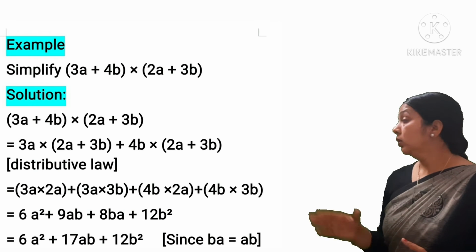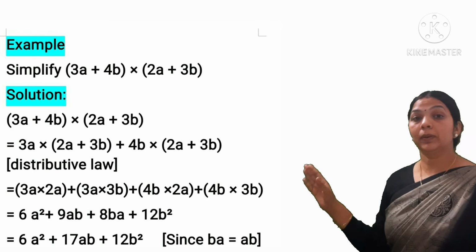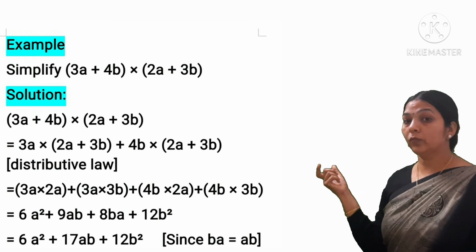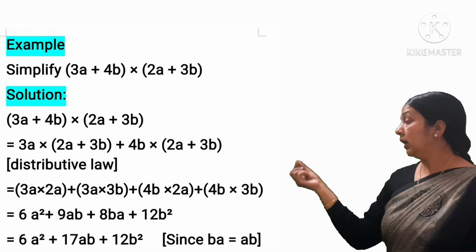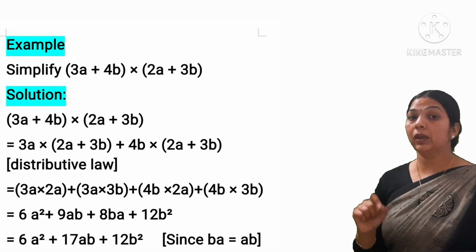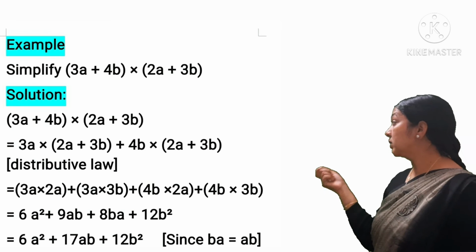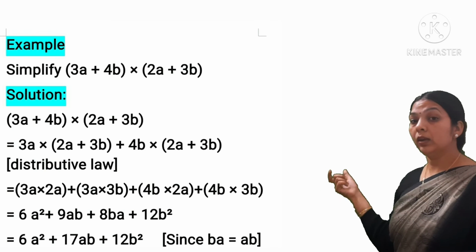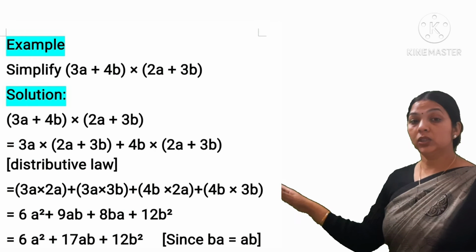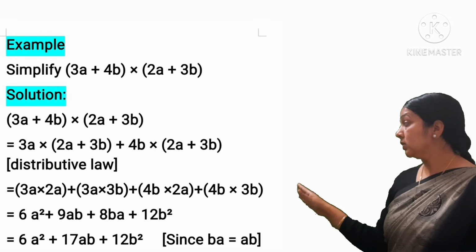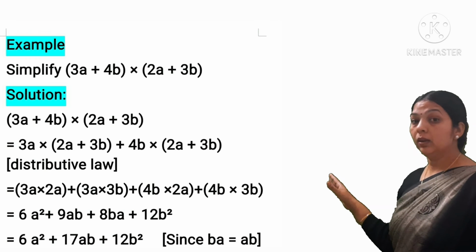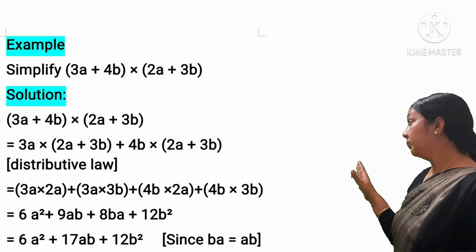So now, what we have to do? We have to multiply 3a, that means the first term of the first polynomial, to both the terms of the second polynomial. That means 3a multiplied by 2a plus 3b. Now, because they have a plus sign, we will place plus 4b into 2a plus 3b. Now, we will open the brackets, that means 3a into 2a plus 3a into 3b plus 4b into 2a plus 4b into 3b.